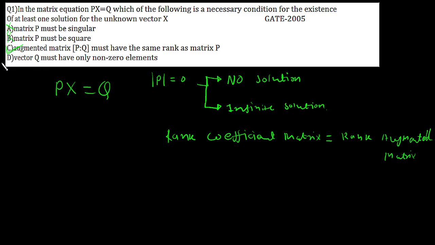Now let's also check option D. Option D says vector Q must have a non-zero element. Again, it is not the case, because the system may be homogeneous or non-homogeneous. If the system is homogeneous, then Q is a zero vector. But the option says that vector Q must have a non-zero element, and it may have a zero value. So option D is not a necessary condition to get at least one solution.